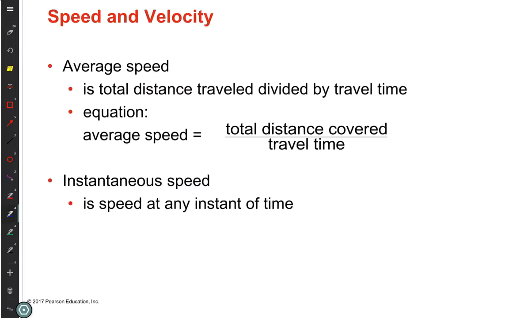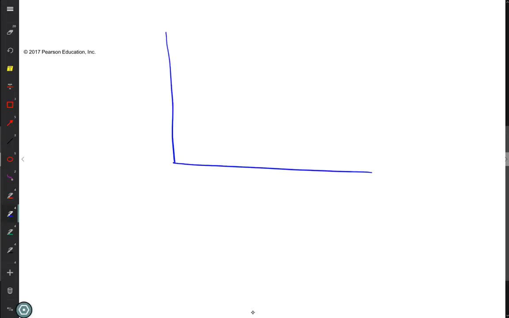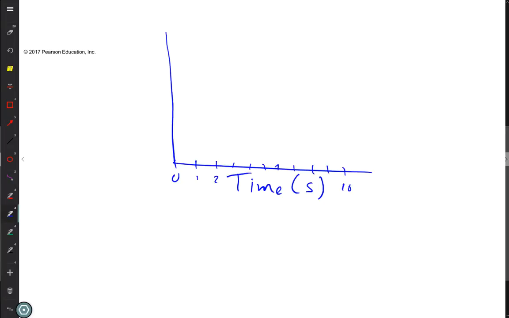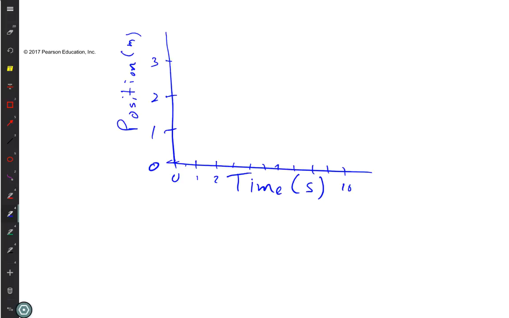So let's consider a graph where I put time. On graphs, you always need to show what is on each axis along with the units you're using. So I can have time in seconds, and we'll have 0, 1, 2, and so on. And on the vertical axis, we have position. What unit should I have for position? Meters. And so once again, we'll have 0, 1, 2, 3.